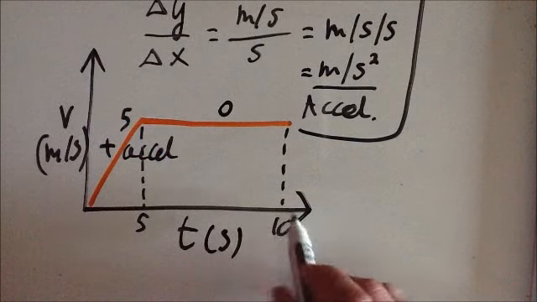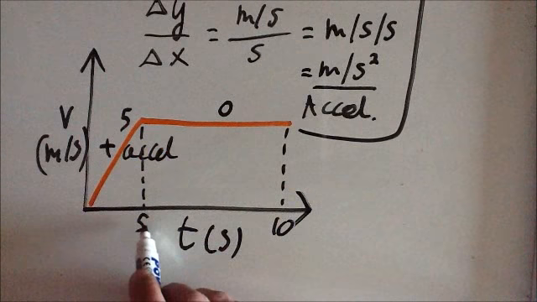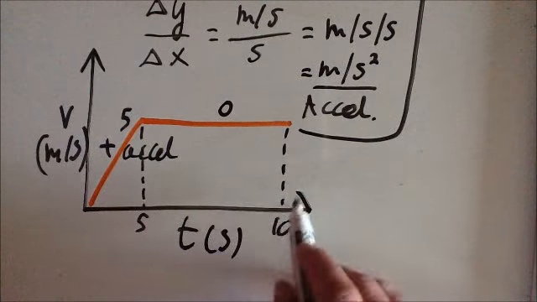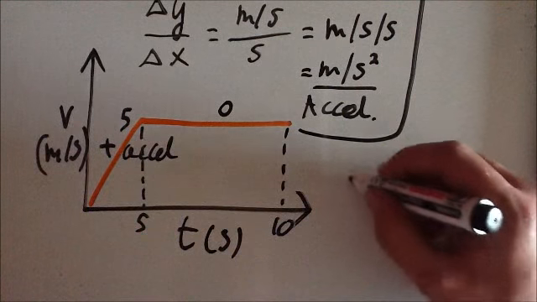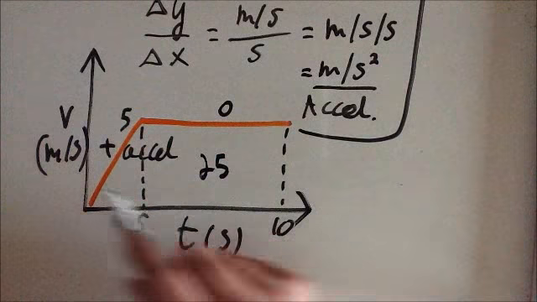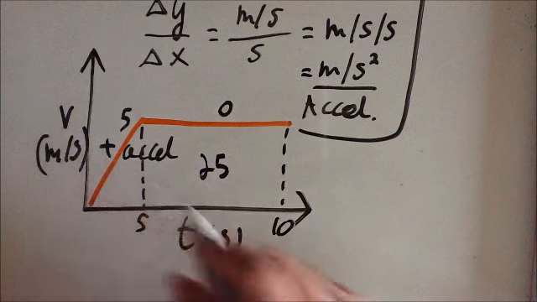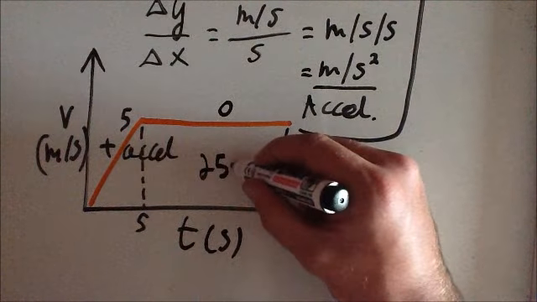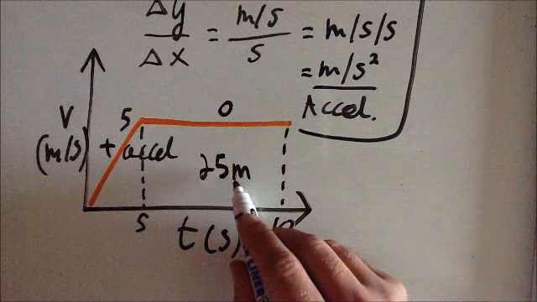This shape is a rectangle. To figure out the area of a rectangle, you do length times breadth. So that would be 5 times 5. So this would represent 25. And what do you get when you multiply speed or velocity times time? You get distance. So we've got 25 meters here.